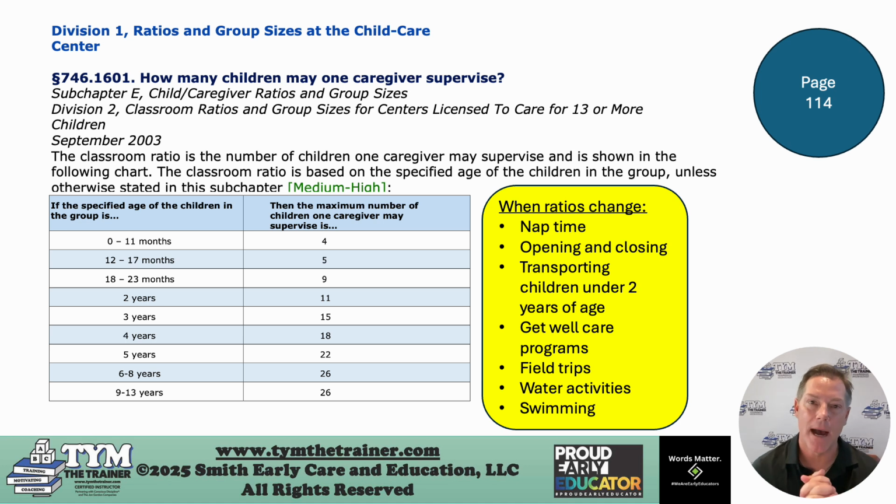You can combine groups of children for a limited amount of time for children 18 months and up, if you're outside on the playground, during nap time, during meal times, or, for those of you that might be faith-based, going to chapel. You can do that. You do have to continue to maintain the child staff ratio, which you're going to use the average age of the group to determine.